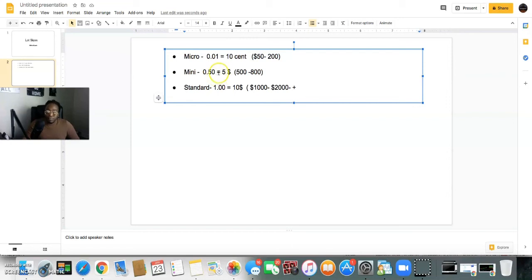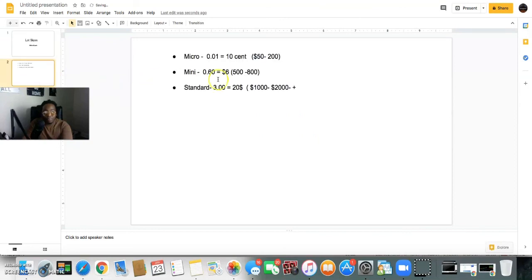And basically, like I said, you can just change the numbers on each lot and you'll get the same thing. It's just a matter of how much you have in your account and how much you're willing to risk. So 0.60 equals $6. Okay. So yeah, I had that backwards. So $6. Standard lot, like I'm trying to tell you guys, you can do 2.0, which equals 20. So 2.00 equals 20. 3 equals 30.